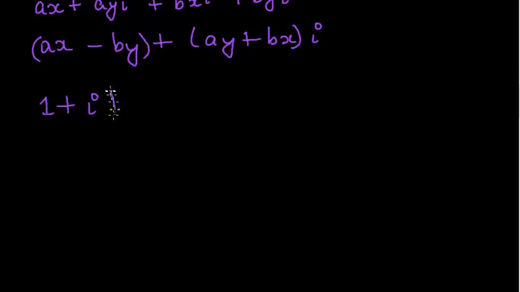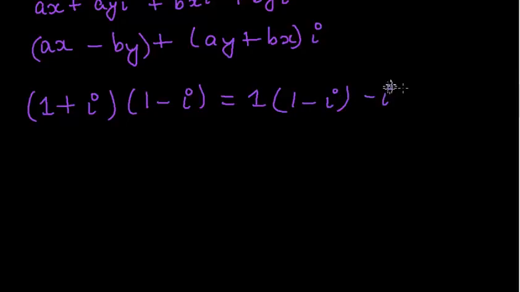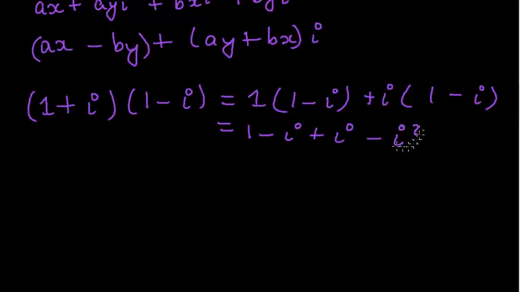(1 + i) times (1 - i). That would be 1 times (1 - i) plus i times (1 - i). If you do this, 1 minus i plus i minus i squared, and i squared is -1, so that would be +1, the negative of -1 is +1. Add these two, 1 plus 1, it would just be 2, and these two i terms cancel.